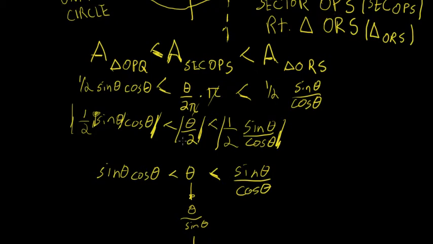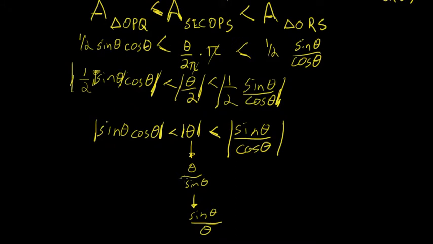And if we multiply all the areas by 2, these are the inequalities we get here. So the absolute value of sine theta times cosine theta is less than the absolute value of theta, which is in turn less than the absolute value of sine theta over cosine theta. We still somehow want to turn this absolute value of theta into theta over sine theta, and then into sine theta over theta. We have this absolute value here. How do we deal with that?